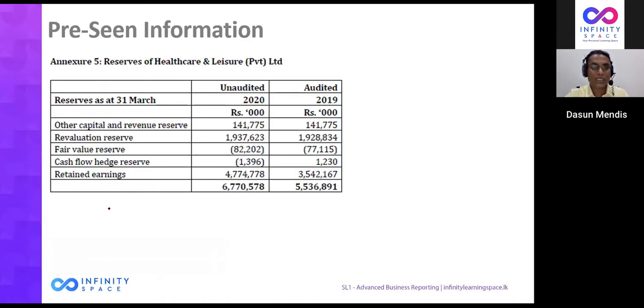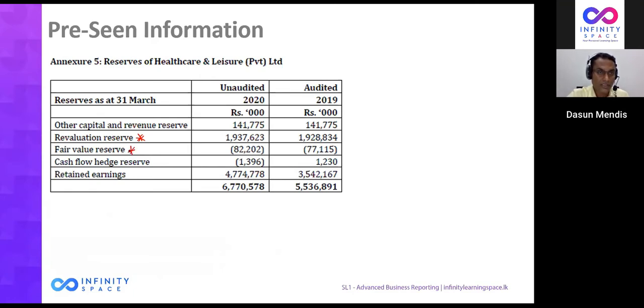Then if I move to the changes in equity statement of the company, this is actually taken from the changes in equity statement, because what you have is the reserve balances. So, what are the reserves that they have is, first of all, other capital and the revenue reserve, then the revaluation reserve. So that is because of the revaluation of land and building.